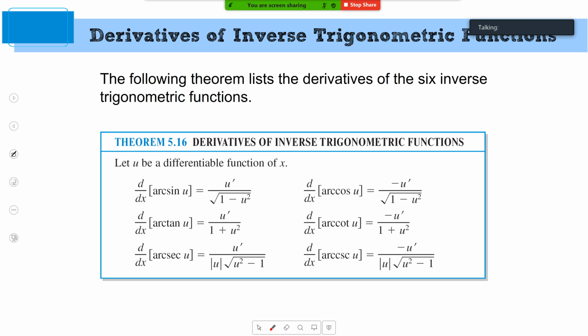Okay. I'm going to leave this up here for a couple minutes. I'm just going to talk about it a little bit, and then we're going to go from there. 6 trig functions. 6 inverse trig functions. Identify what u is, plug and chug. Okay, and that seems like a much bigger generalization, but literally that's what you're going to do.